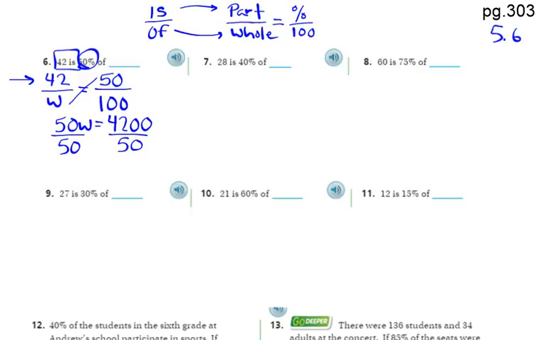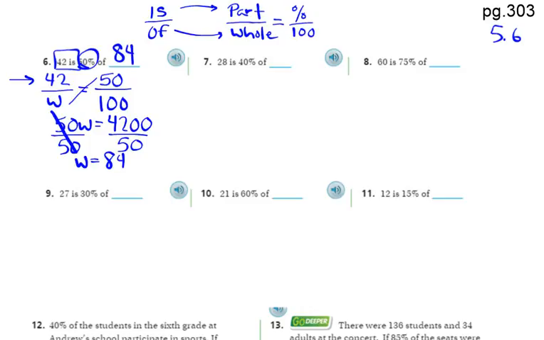And notice how I'm setting up my work and spacing my work. Your work should match my work. 50 divided by 50 equals 1. So that cancels in our math world, and I'm left with w equals whatever 4,200 divided by 50 is. You can enter that into your calculator to get your work, and you get an answer of 84. Now you ask yourself, does that answer make sense? Well, if 42 is half of the bigger number, 42 doubled is 84. So that means our answer does make sense.